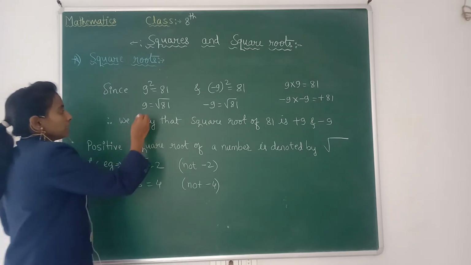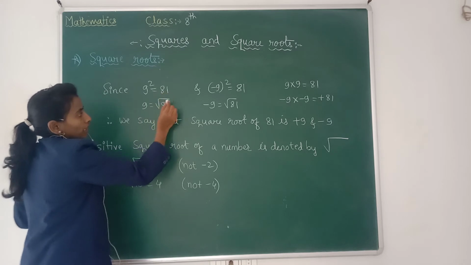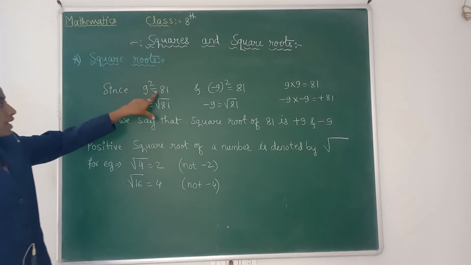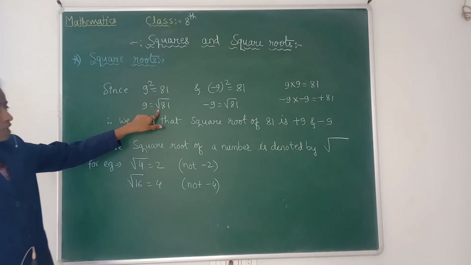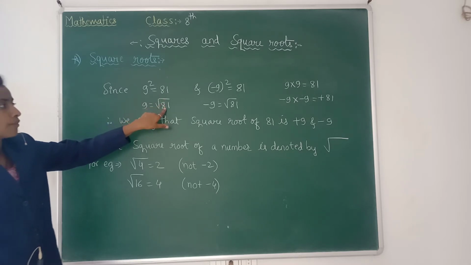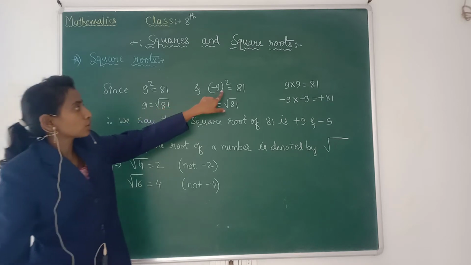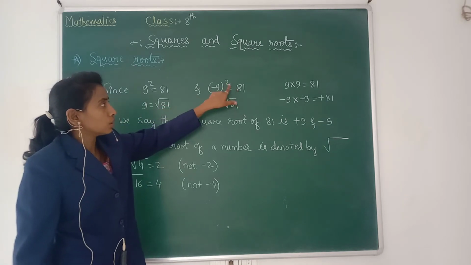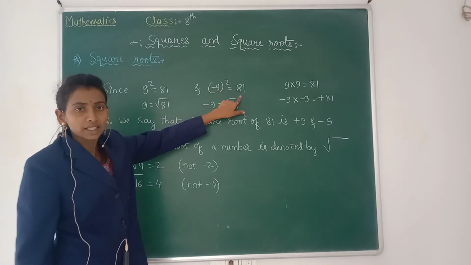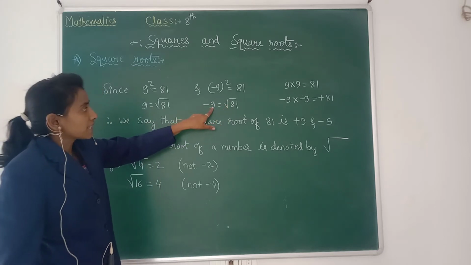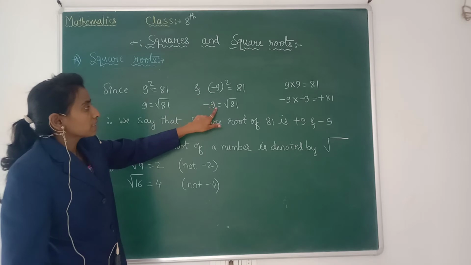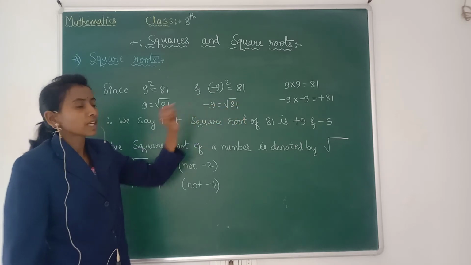But here see, 9 is equal to root 81 I have written. So when square crosses the equal sign, it will take the square root position. So 9 is equal to root of 81. And here also you have to move the square to the RHS, it will take the square root position. So minus 9 will remain here. Minus 9 is equal to root of 81.